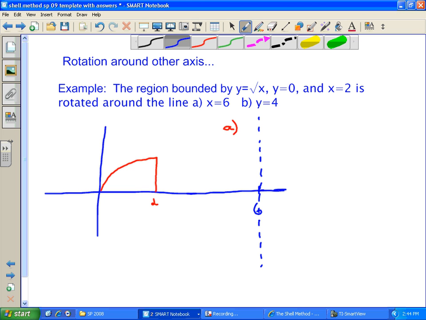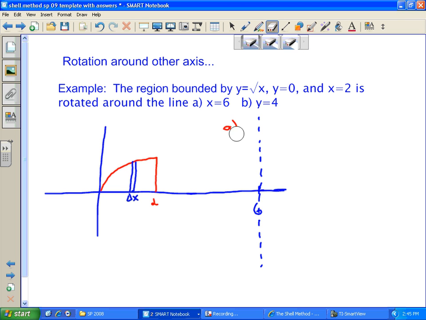Okay, again, we have a choice. Either a horizontal or a vertical rectangle here would be appropriate. I think it's going to be easier to select a rectangle that is vertical, with a thickness delta x. Again, it really is not such a big deal to do it the other way. It can be done. This is just one possible answer. So if the rectangle is parallel to the axis of rotation, we know it should be the shell method, right?